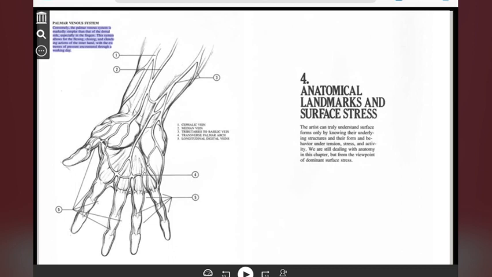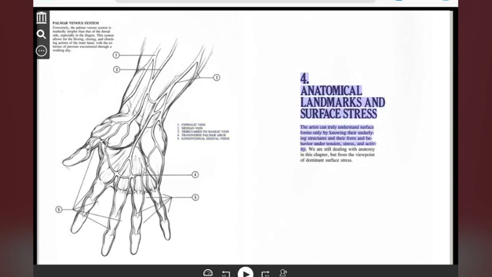Conversely, the palmar venous system is markedly simpler than that of the dorsal side, especially in the fingers. This system allows for the flexing, closing, and clenching actions of the inner hand, with the extremes of pressure encountered through a working day. Cephalic vein, median vein tributaries to basilic vein, transverse palmar arch, longitudinal digital veins.